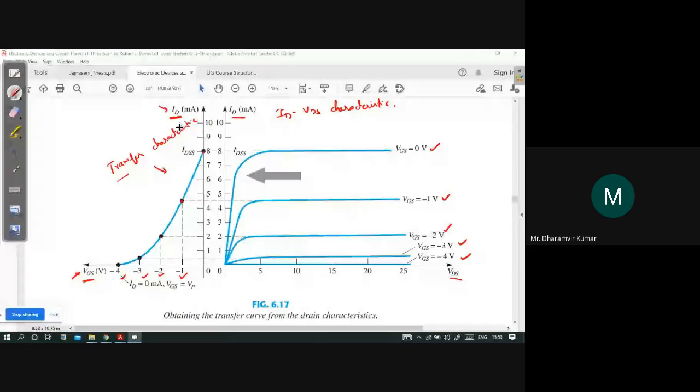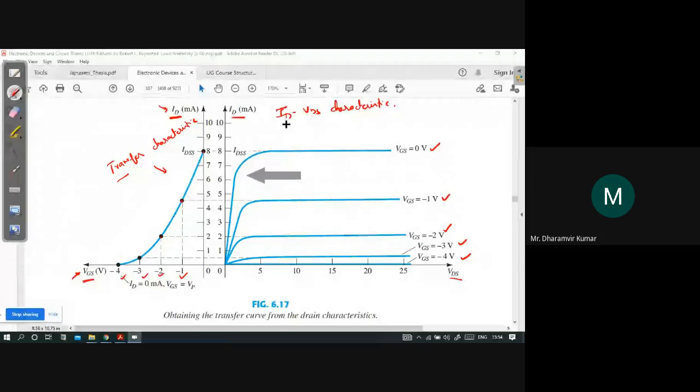And this is the relation between ID and VDS. The drain current ID is the output current and VDS is the output voltage, so both are output factors: output current versus output voltage. So the main thing is that the transfer characteristic of a JFET looks like this, and this can be obtained from the IV characteristic of the device.